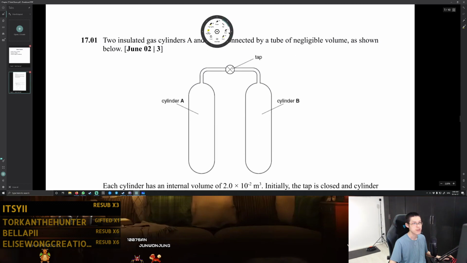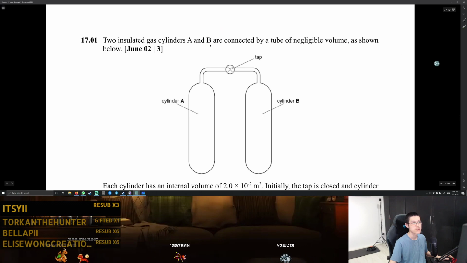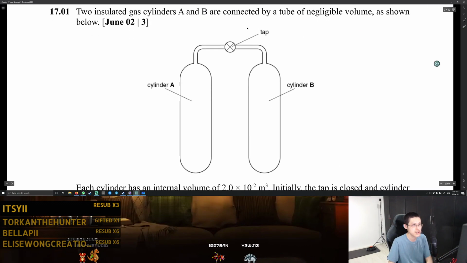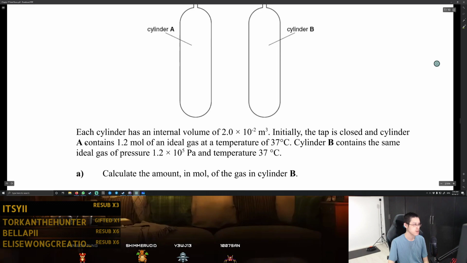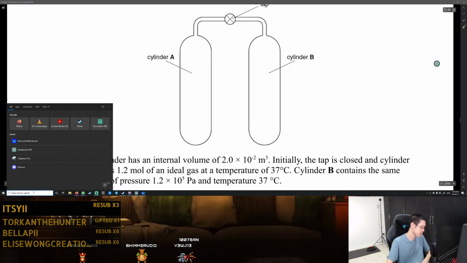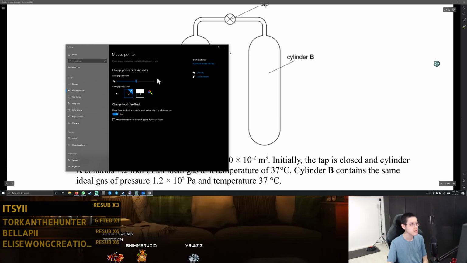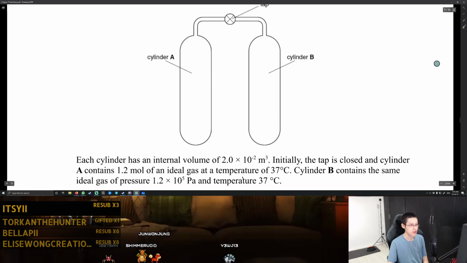Let's look at question 1. You have 2 gas cylinders A and B connected by some tube of negligible volume, as shown here. Each cylinder has a given volume. Hang on, let me make my pointer bigger.